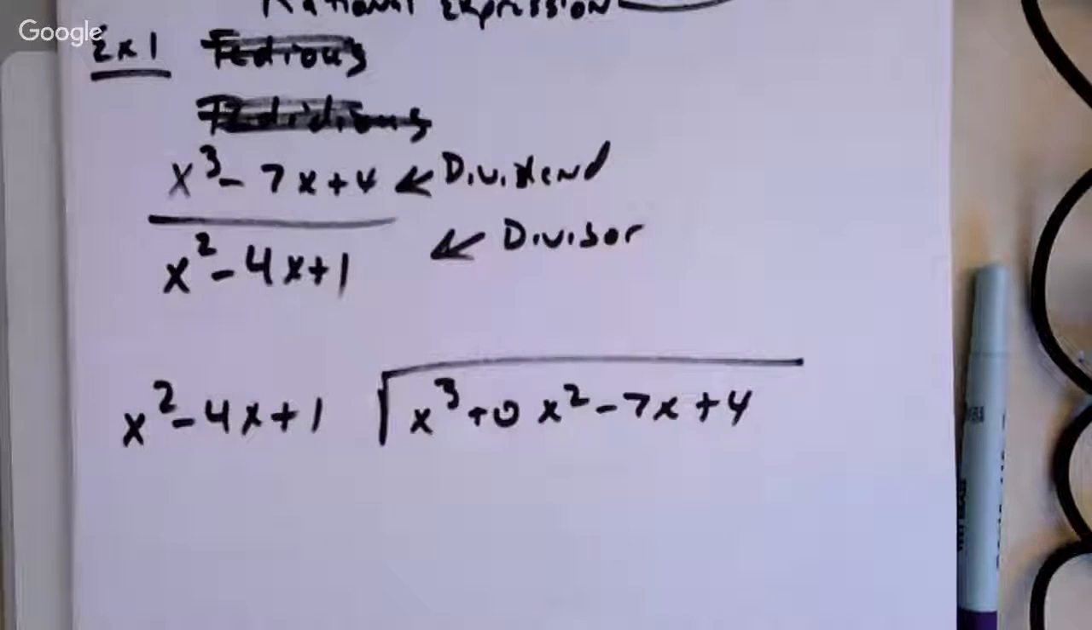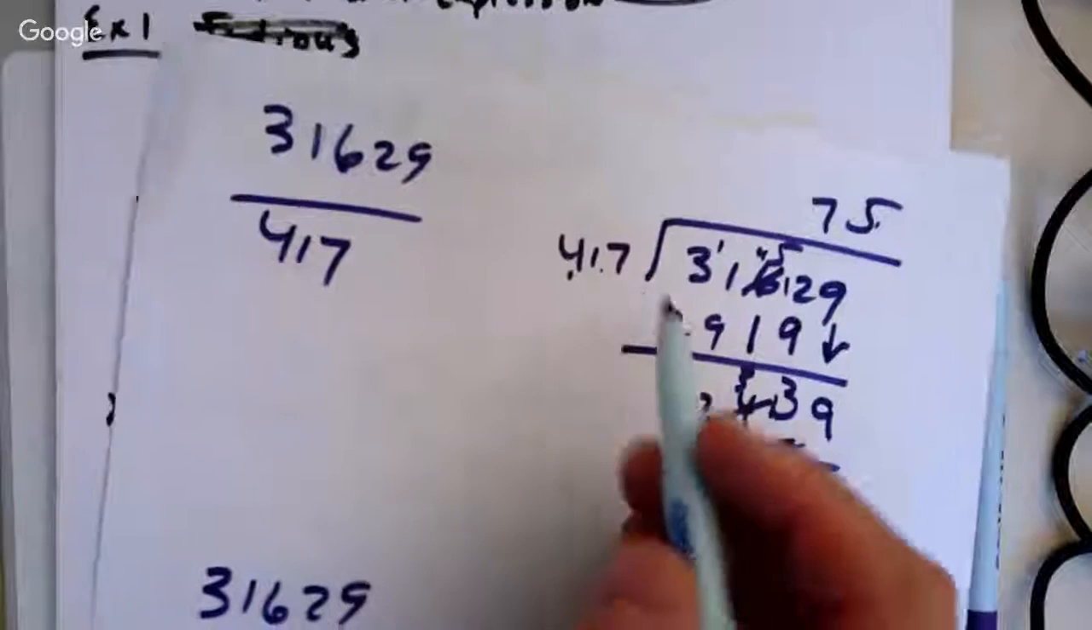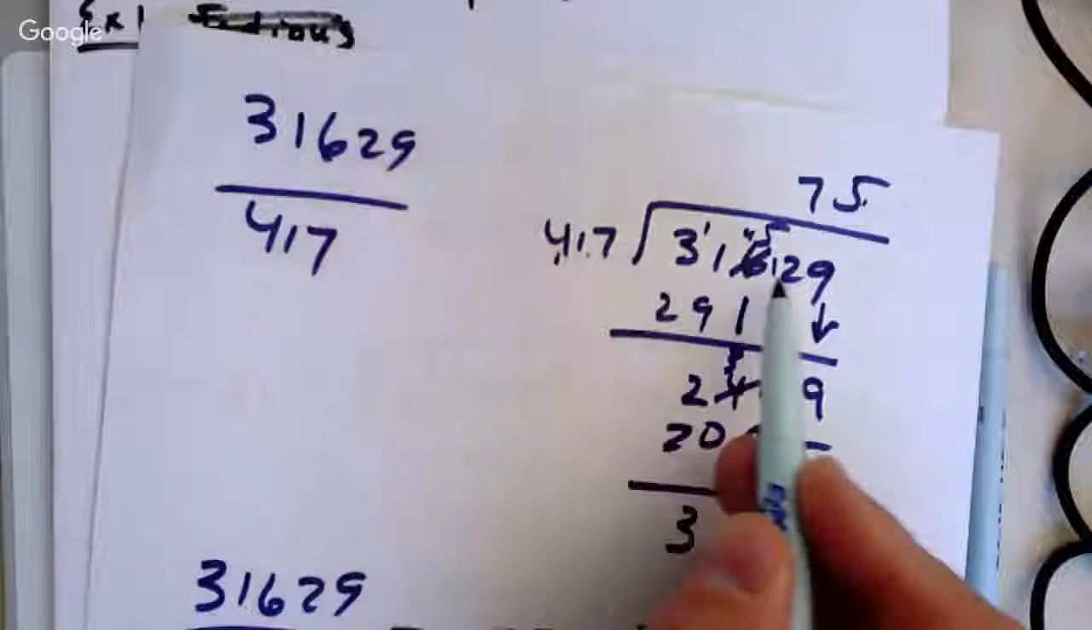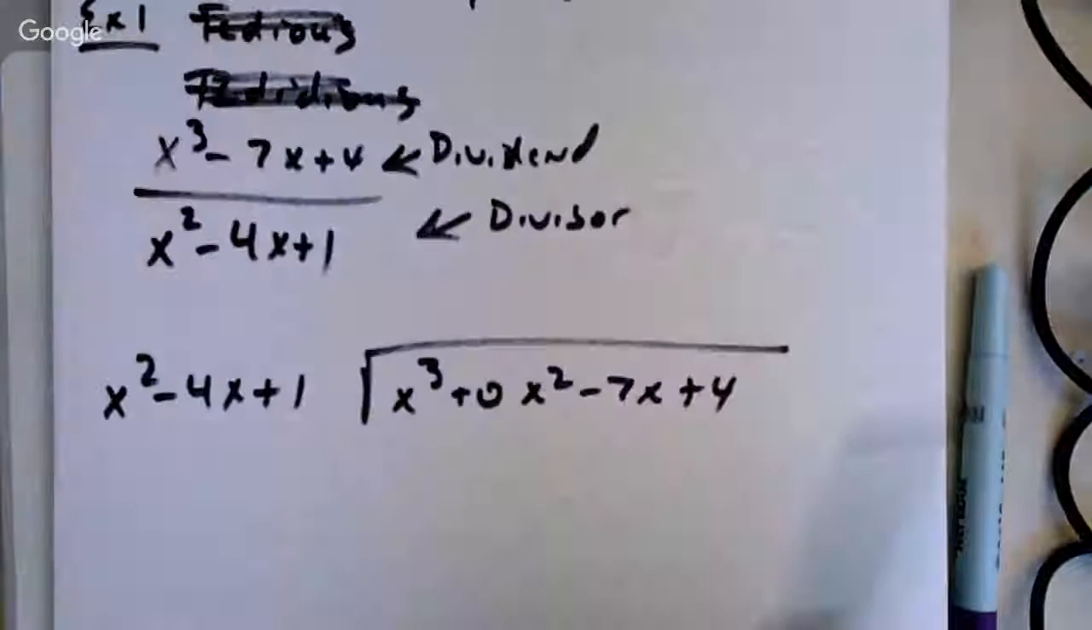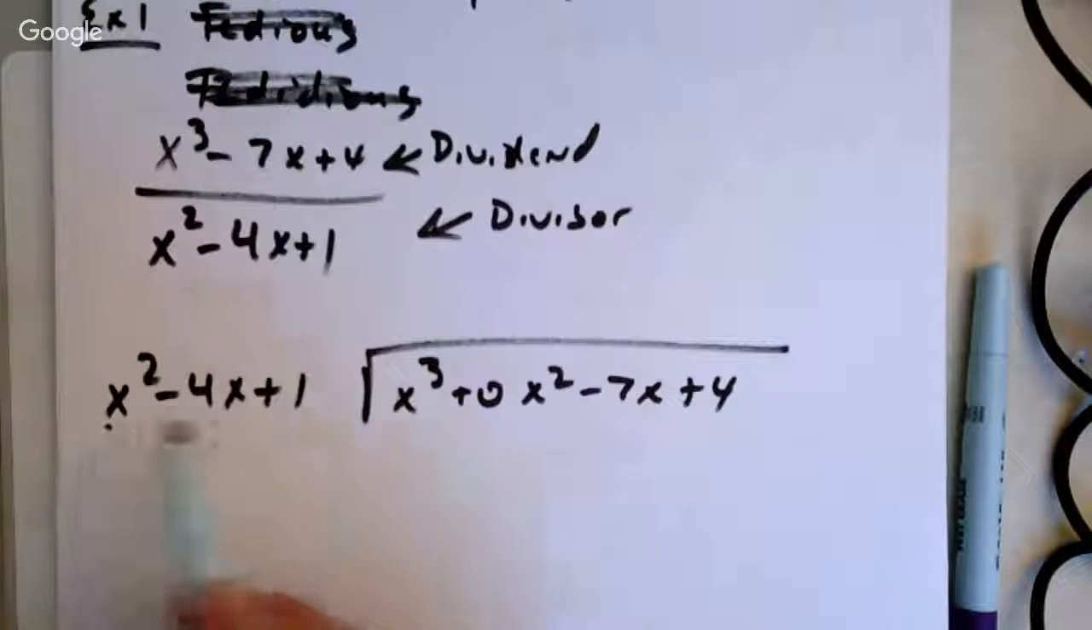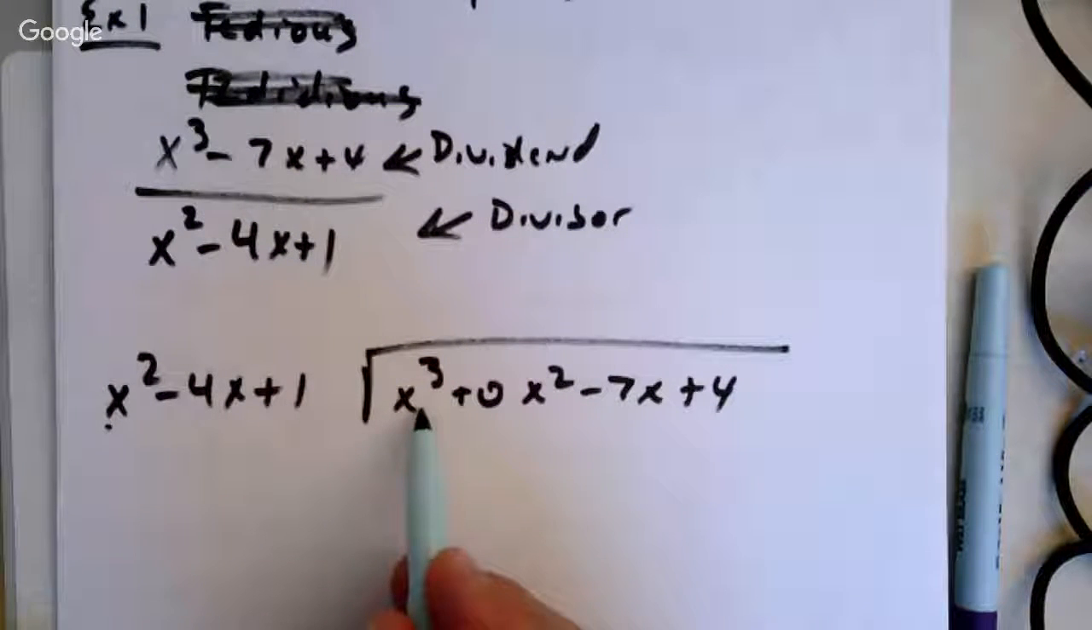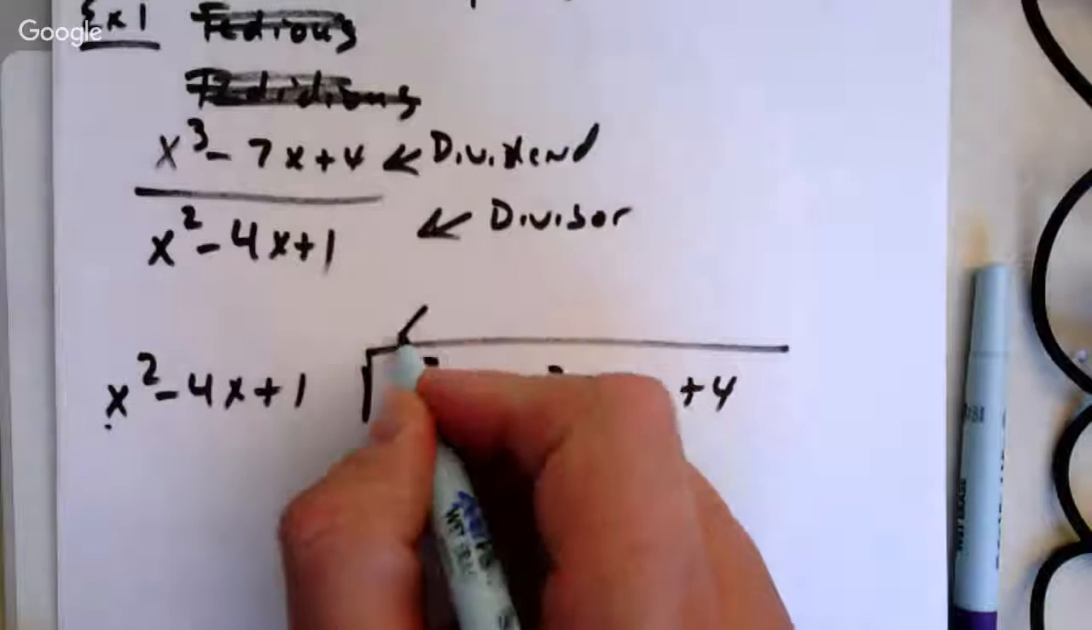All right, here's what I've got to ask myself. Just like I had to ask myself, how many times does 417 go into 3162? I have to ask myself the question, x squared times what gives me x cubed? x, right, so that's the first member of my quotient.